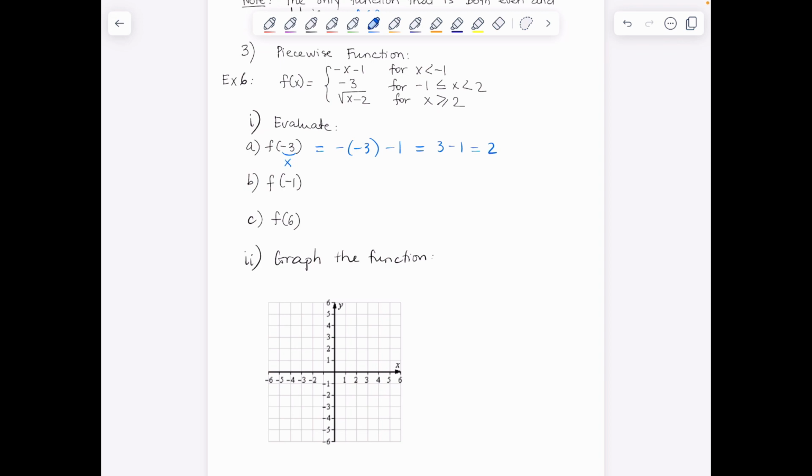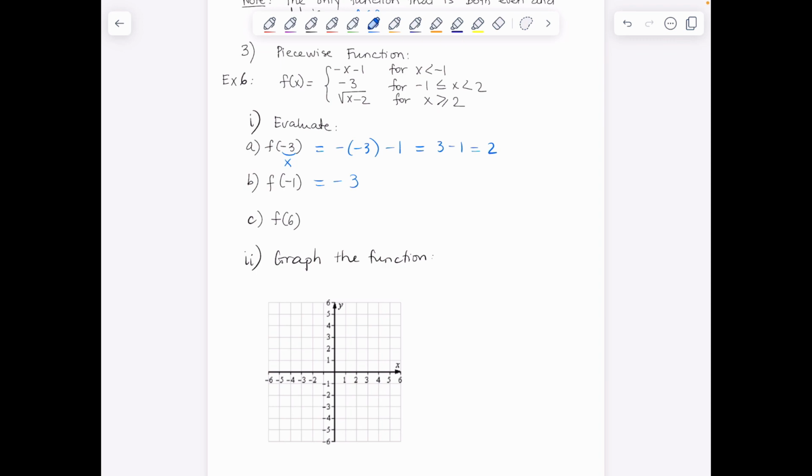Part B, f of -1. Where is -1? -1 will fall in this interval here because here x can equal -1. So therefore we are going to use the second formula, which is -3. Without x being involved, we're just going to write f of -1 is equal to -3 no matter what. As long as x is between -1 and 2, f of x is always -3.